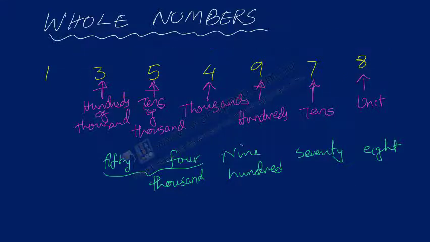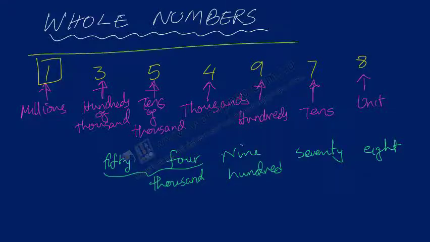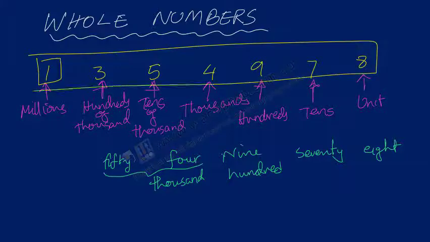Okay, and finally let's look at the last number, which is 1, and the 1 is known as the millions. How many millions we have there? Now, as we can see here, there is only one number here, so that means there is only 1 million within this whole set of numbers. So there is only 1 million.